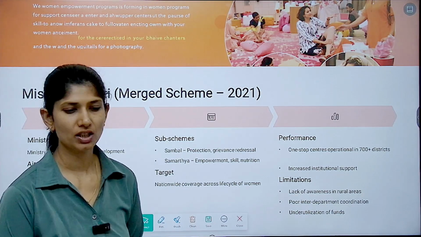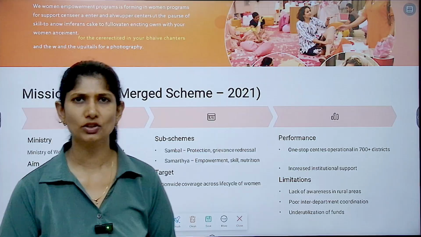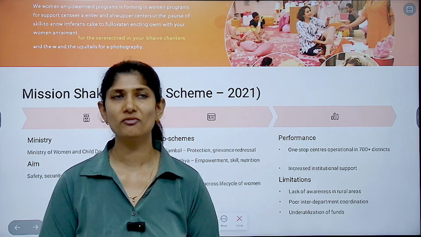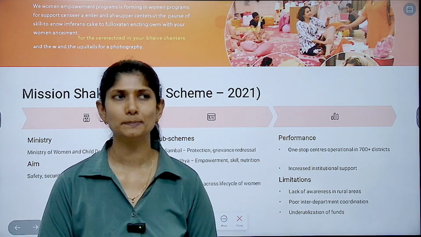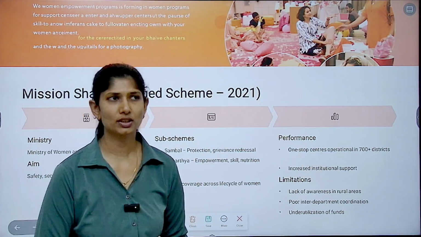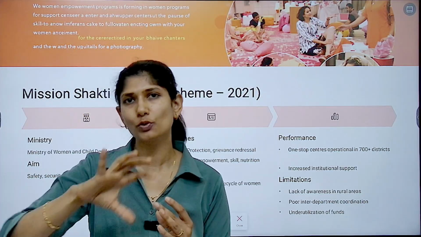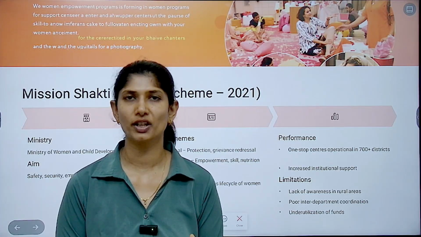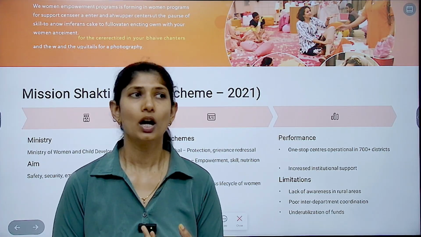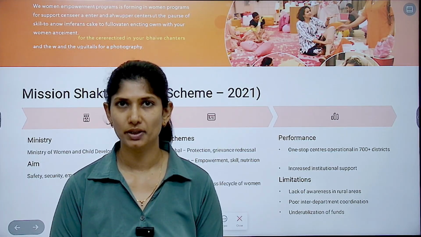The next is Mission Shakti. With respect to Mission Shakti, we can call it an umbrella scheme, which means it has other sub-components under it. This covers people from 0 to 6 years of age, adolescent girls, working women, pregnant mothers, and lactating women.